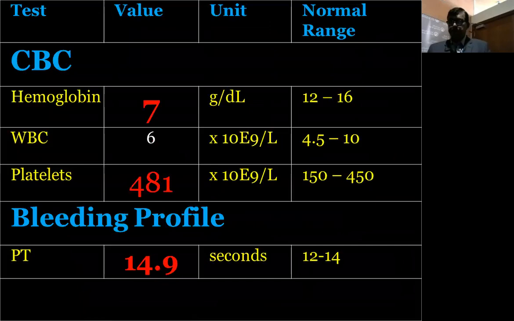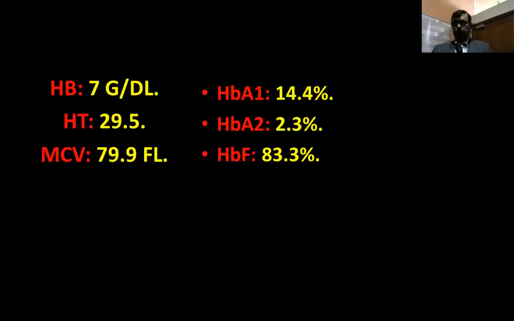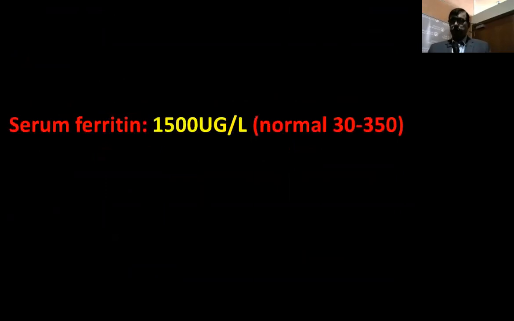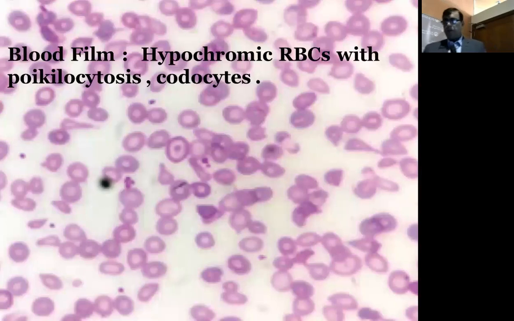Lab studies: her hemoglobin was 7, platelets were 481, PT was increased, white cells were 6 with reticulocytes at 4%. Hematocrit 29.5, MCV was 79.9, and the hemoglobin electrophoresis, as you can see, shows HbA1, HbA2, HbF. Serum ferritin was increased, 1,500, very much above normal. ESR was 5. Uric acid, as expected, is elevated. Her blood film showed hypochromic RBCs with poikilocytosis and codocytes.